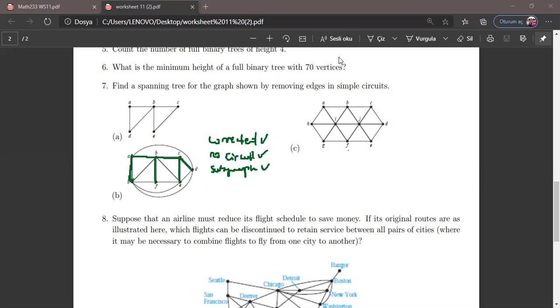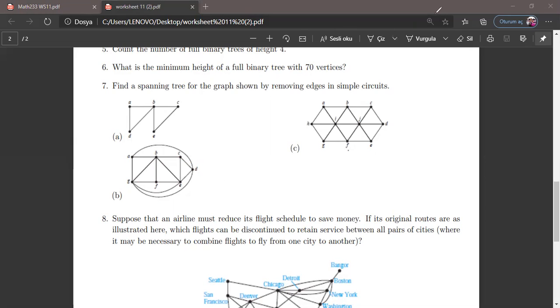So another one for this graph again is this. Let's write it. So here we have from this, this, and this one. This is also a subgraph, right? Because each edge is contained in the previous one, and there is no circuit, it's connected, so it's a spanning tree also. So this is a homework for you again.